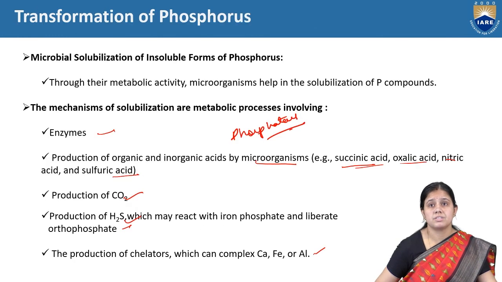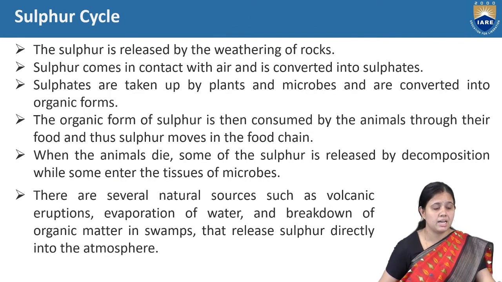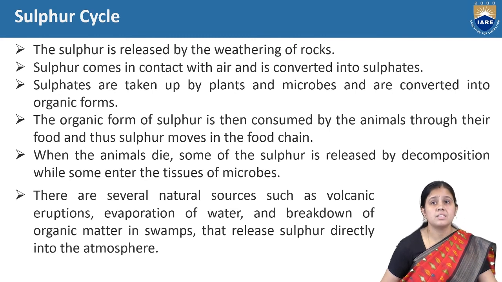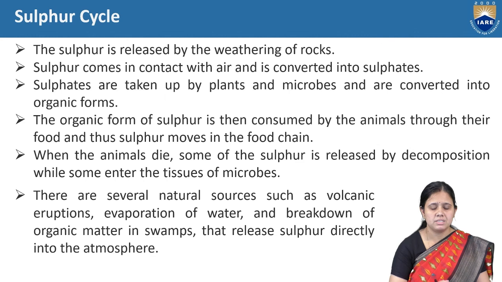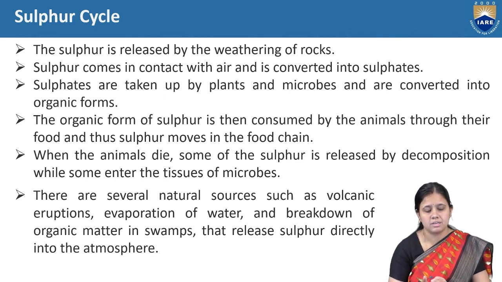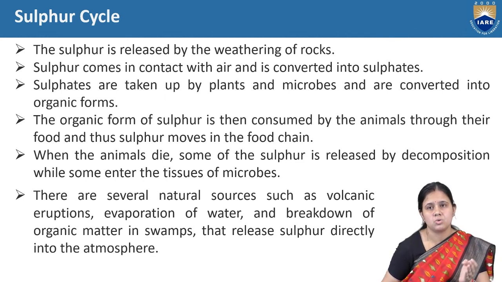Now we come to the sulfur cycle. The sulfur cycle is again a sedimentary cycle. Sulfur is released by the weathering of rocks. It comes in contact with air and is converted into sulfate. Sulfate is taken up by plants and microbes and converted into organic form. The organic form of sulfur is then consumed through food, and thus sulfur moves in the food chain. When an animal dies, some of the sulfur is released by decomposition, while some enters the tissue of microbes.